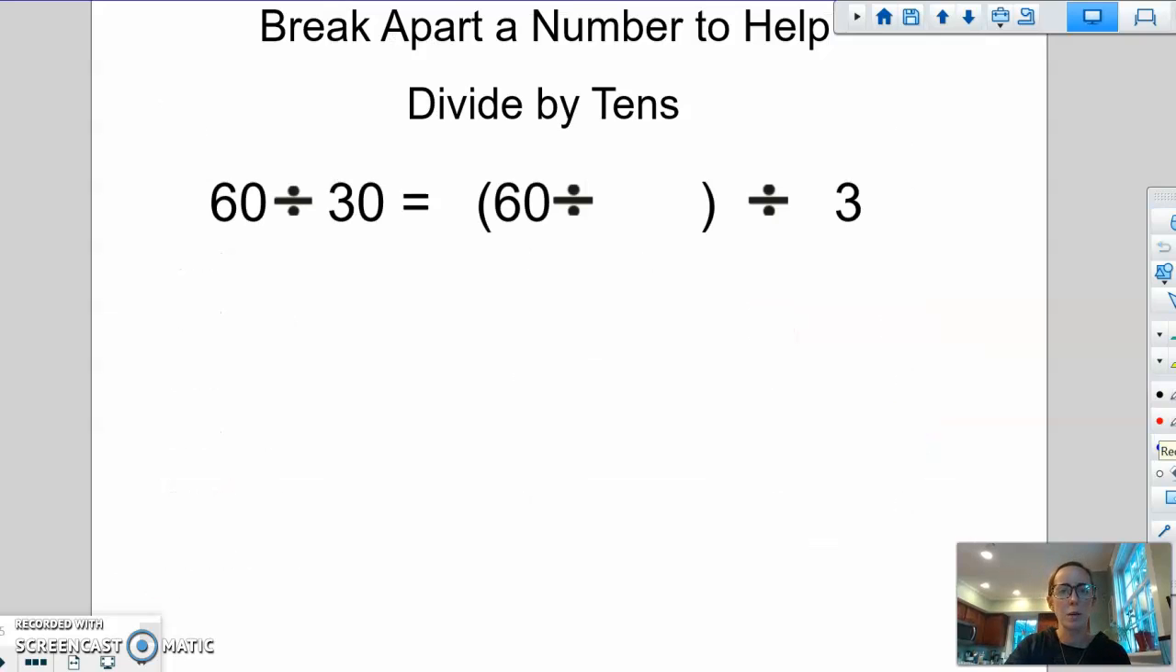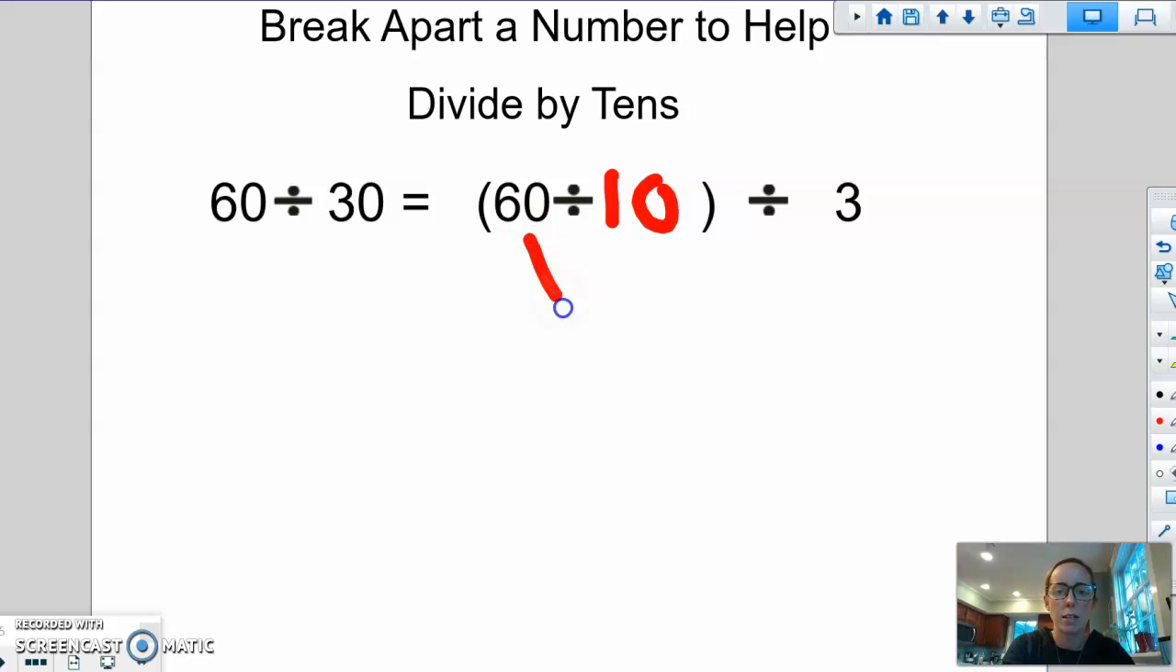All right, so our next step, we are going to break apart a number to help divide by tens. Again, really similar to what we did when we were working with multiplication. So if I have the problem 60 divided by 30, what I can do is break up our divisor into 10 and 3. Okay, so I'm just breaking that up into the 2 factors that allow me to use 10.